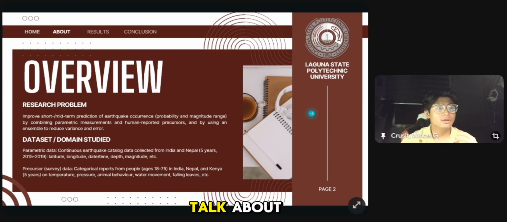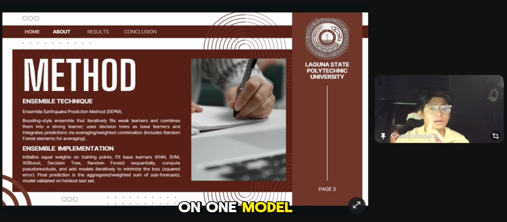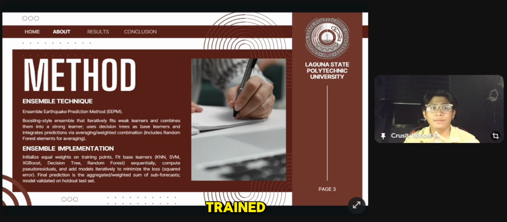Now, let's talk about the star of the study, the EEPM ensemble method. This is a boosting style ensemble. Basically, instead of relying on one model only, the researchers trained multiple weak learners one after another. And each new model tried to correct the mistakes of the previous ones. In the end, all their predictions were combined into one strong final prediction.